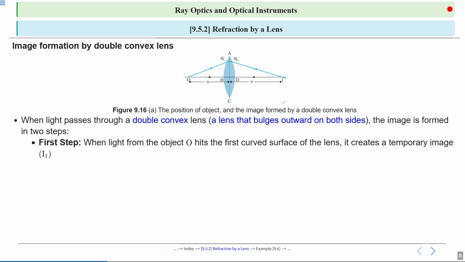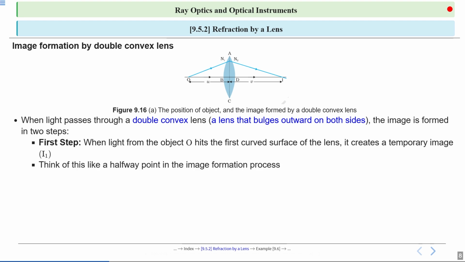It creates a temporary image I1. So we will imagine that the second surface is not there. Only ABC is there. And on the right side of ABC, there is a denser medium. So it will be considered as the case of a spherical surface. That surface will create an image that is called a temporary or intermediate step image. That is not visible to us. We cannot detect it, but we can assume that it will be formed. That will act as the object for the second surface.